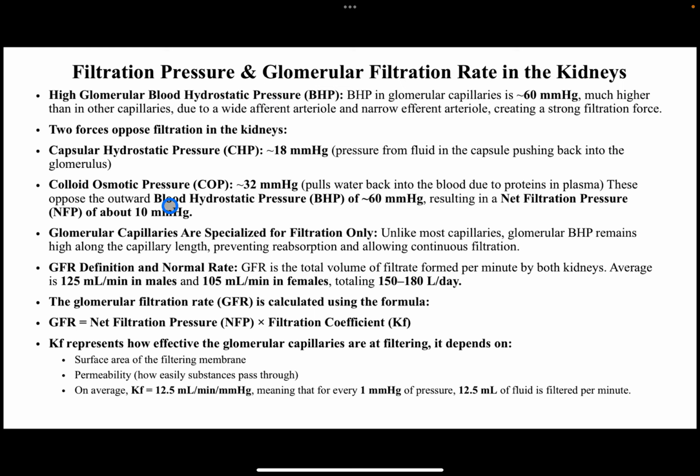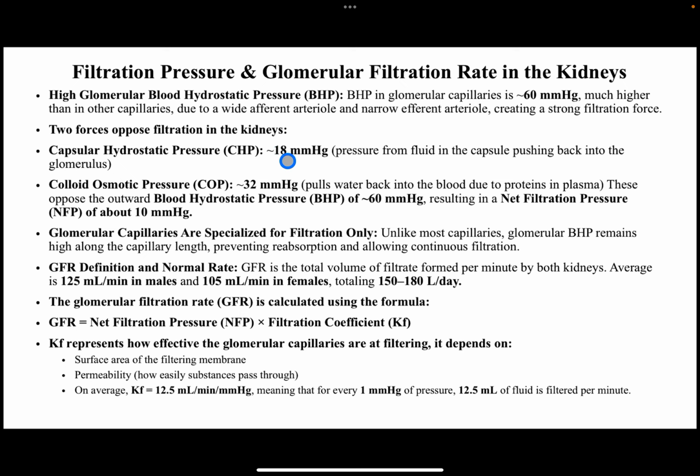Now, if you want to calculate the glomerular filtration rate, you first of all have to get the net filtration pressure. How do you get the net filtration pressure? Before that, you have to add the two opposing pressures, or the two inward pressures. You either add 18 plus 32, or you add 15 plus 30. Is that okay? Good. They are the two opposing pressures.